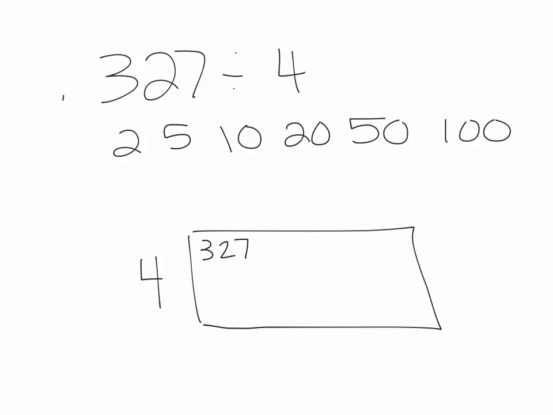Let's start. 4 times 2 is 8. Well, 8's pretty far off from 327. So let's get higher. So then let's go. 4 times 5 is 20. I think we can get higher. 4 times 10 is 40. Let's keep going. 4 times 20 is 80. We can still go higher. 4 times 50 is 200. Let's stop there. 200 is pretty close.